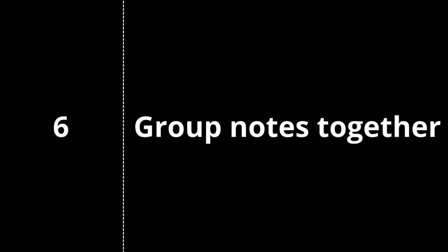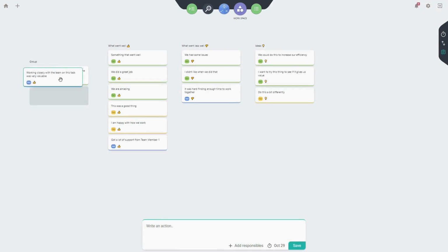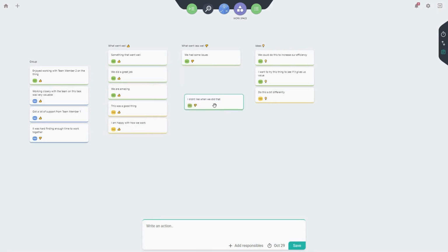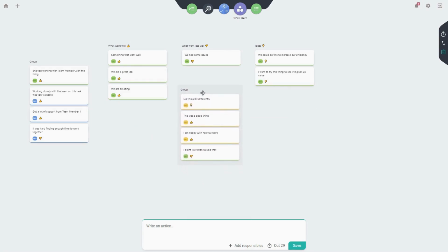Group your notes together. If you have a lot of notes, you will rarely have time to discuss everything. Grouping notes together, which are on the same theme or touching on the same topics, will make it easier for everyone to see what's most important to them, and it can also make the voting part of the session easier.